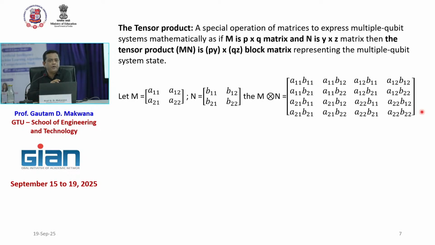So you are familiar with matrix multiplication, row and column wise, but this is the difference: the tensor product. It is P into Y cross Q into Z. So here it is shown like this way. This is a 2 by 2 M and N. This can be represented by a 4 by 4 matrix like this way. So here the multiplication is less.